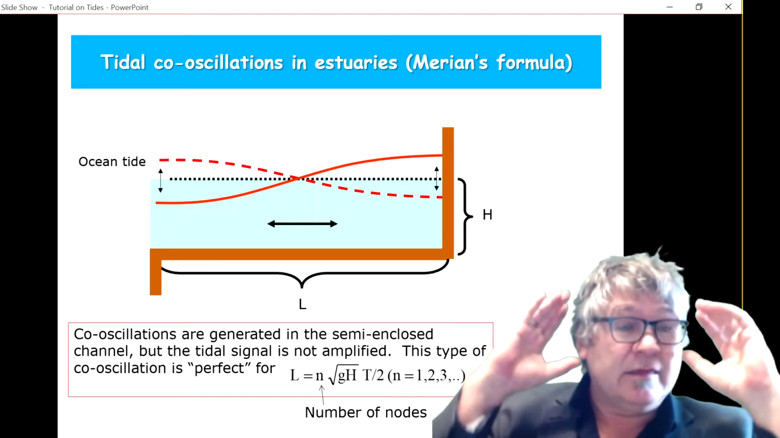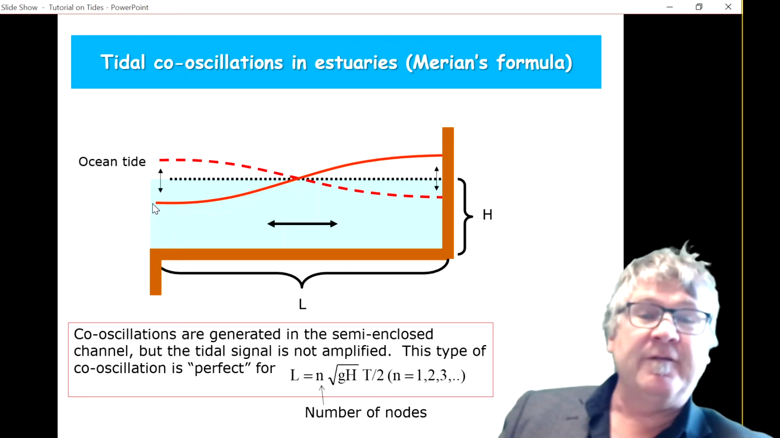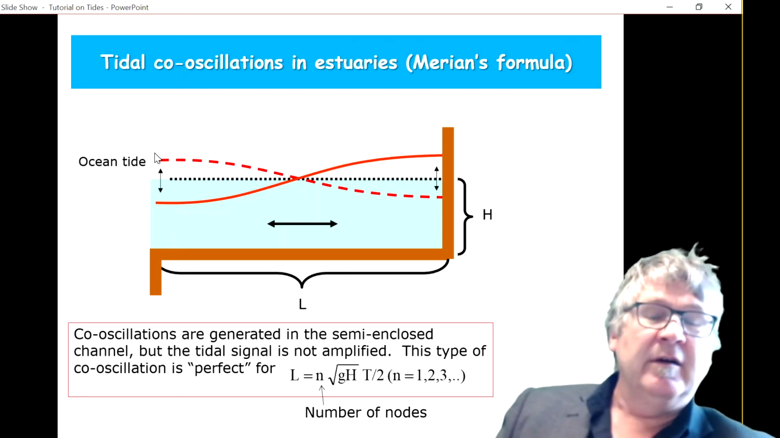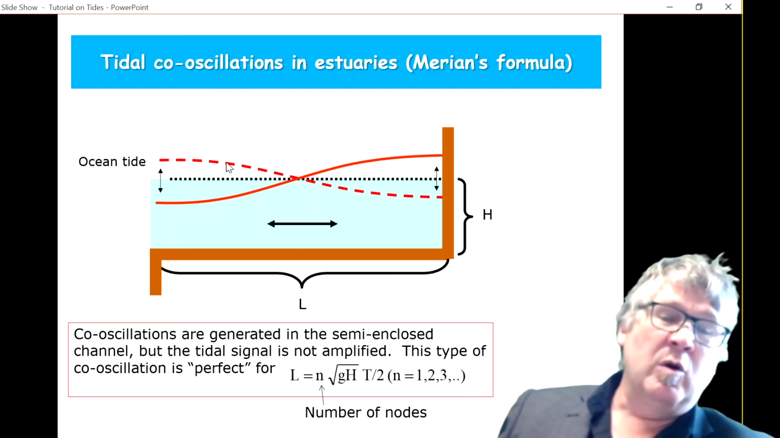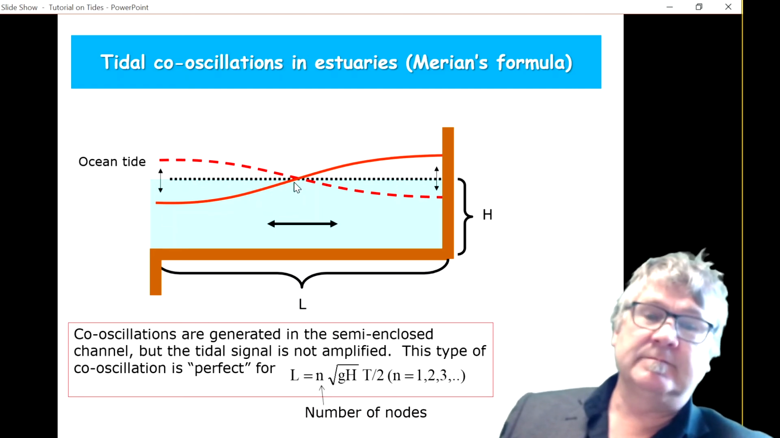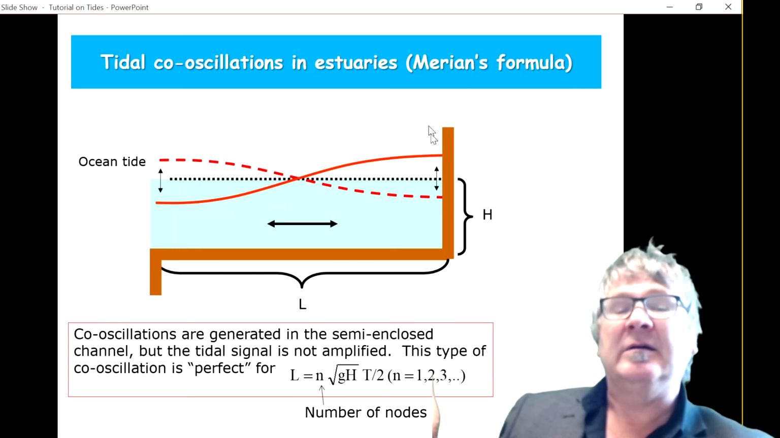In this case of natural oscillation, you get the same thing if the ocean tide excites the wave at the entrance, and what you get is pretty much no tide in the center, but you get maximum tidal signal at the end.